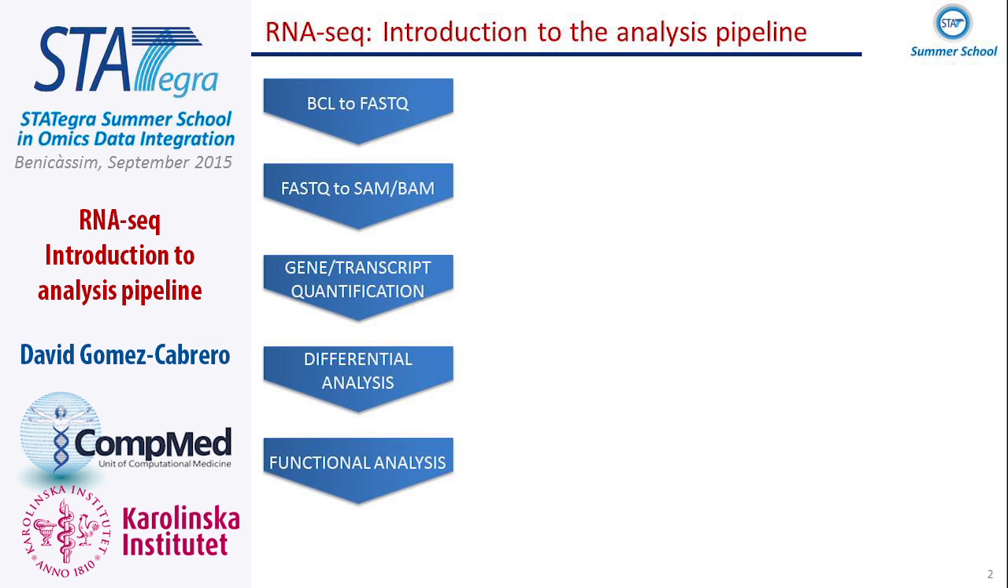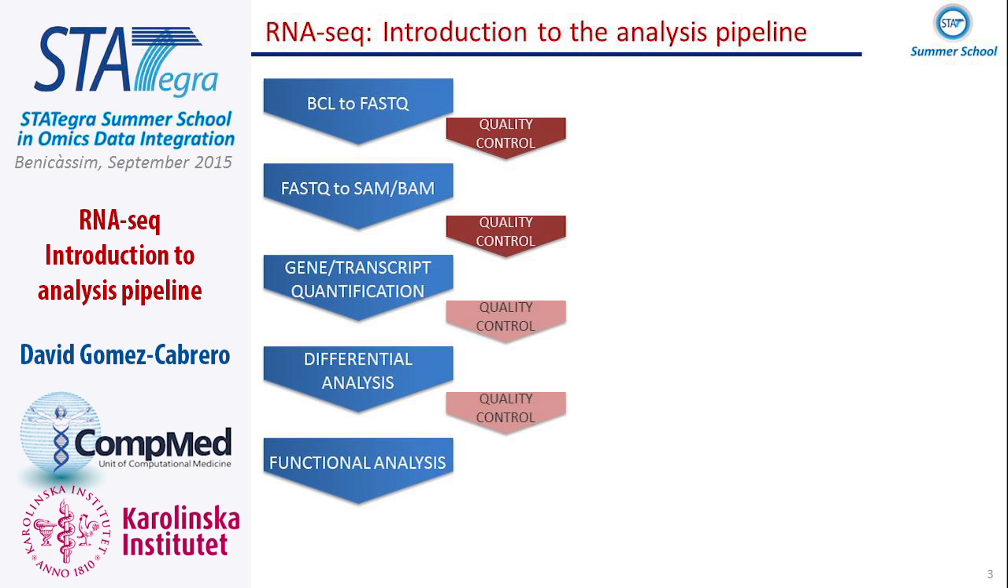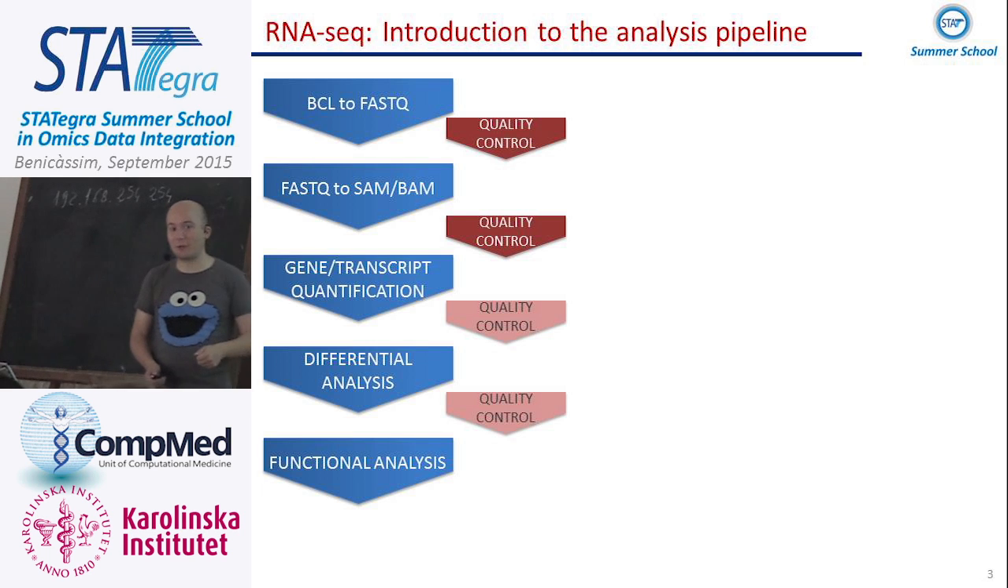I mean, BCL to FASTQ we talked about before, FASTQ to SAM, this is the mapping. I will talk a bit about it. Then we need to quantify, then we do differential analysis, then we do the functional analysis. The question is, do you find anything missing here? Filtering, exactly. That was the point I was trying to make.